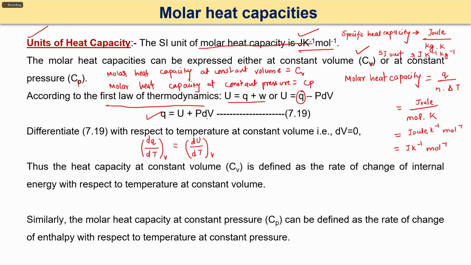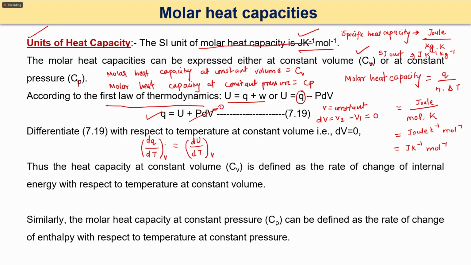So if volume is constant, that means your volume is not changing. If volume is not changing, then dV will be 0. If dV is equal to 0, then your P into dV will all become 0, because multiplying 0 with any term, it will give the whole term as 0. So here this will become 0. So now we are left with dQ by dT at constant V is equal to dU by dT at constant V.